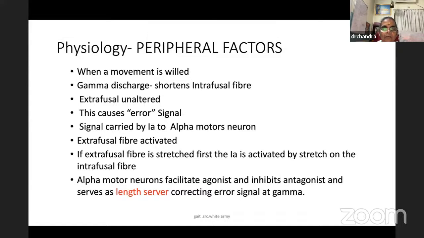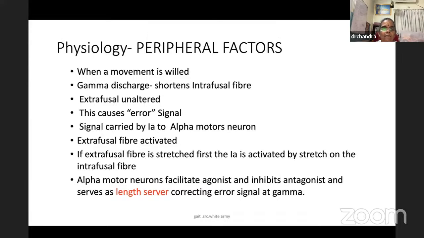When the intrafusal fiber contracts and the extrafusal fiber is unaltered, there is a mismatch between the intra and the extrafusal fiber. And this is called alpha gamma error signal. Alpha is for the extrafusal, gamma is for the intrafusal. Because you have willed a movement and that comes from the cortex and enters the gamma motor neuron, the intrafusal contracts, but extrafusal is not contracting. Therefore, the proportion is lost, resulting in an error signal between the alpha and the gamma.